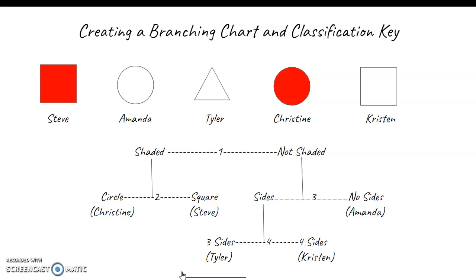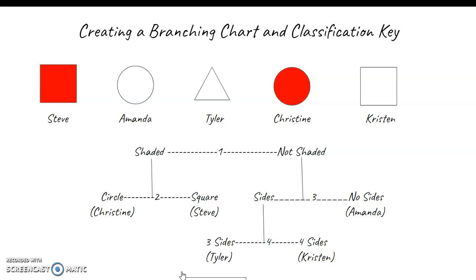So if you are to adequately be able to study and understand what those living things are, and let's face it, that's what biology is, it really helps if you have some sort of organizational system put in place to make that possible. We're going to talk about a way to organize living things, and it's going to be through what are called branching charts and classification keys.